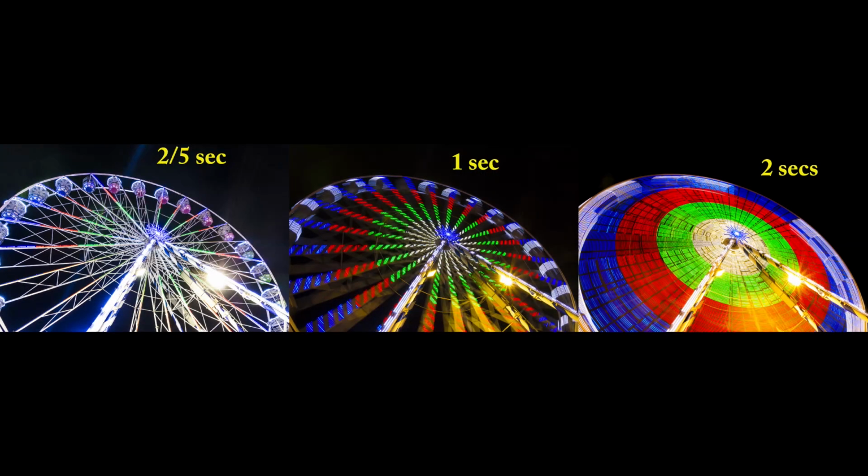This image was taken at a fairground. So the first image was taken at 2/5 of a second. The second image was taken at 1 second, and you can see there's some blur in there. And the third image was taken over 2 seconds, so you can see there is a lot of blur there.